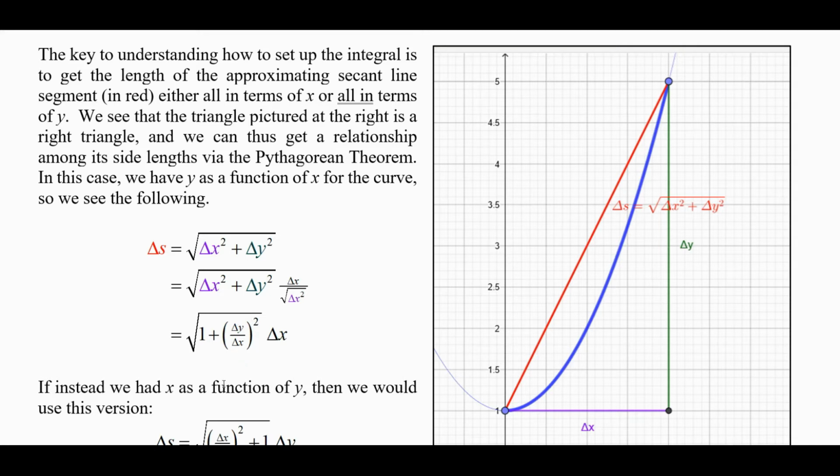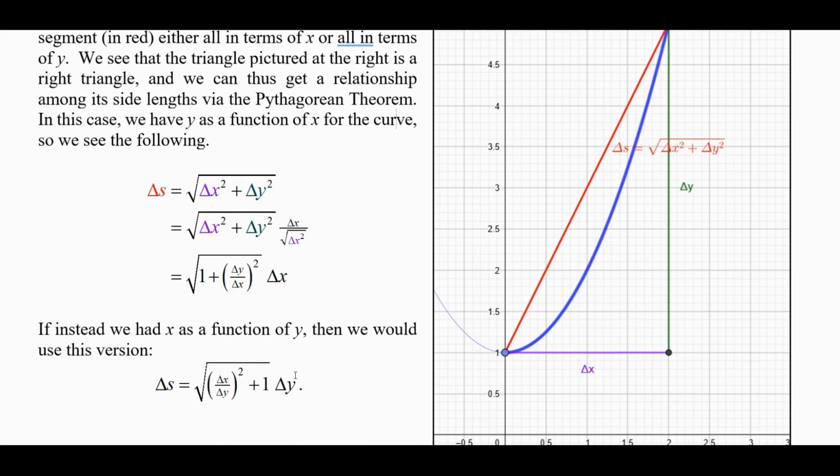Now, if instead we had x as a function of y, we'd want to get everything in terms of y. We'd start out the same, but we'd multiply by delta y over the square root of delta y squared, and it would turn out to be this right here.